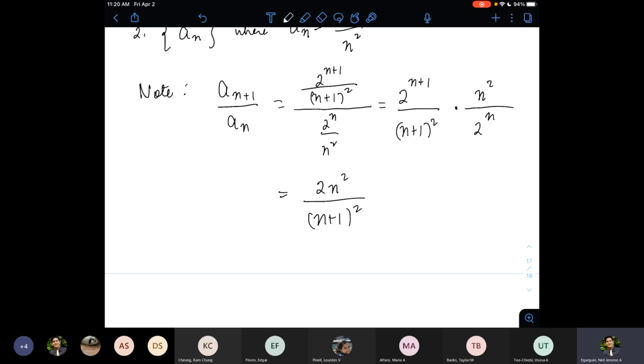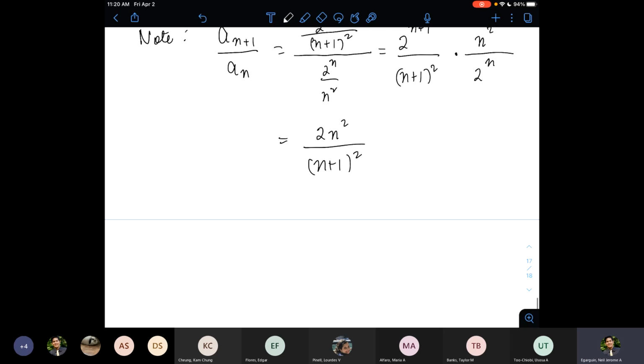Not the result I'm looking for, but let's see. Which one do you think is larger? 2 times n squared or n plus 1 quantity squared? Probably it's not the example I'm looking for, because if I expand the denominator, I'll get n squared plus 2n plus 1. And do I know which one is always greater?